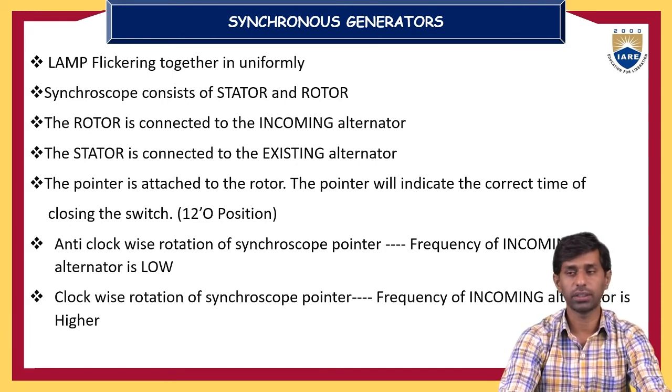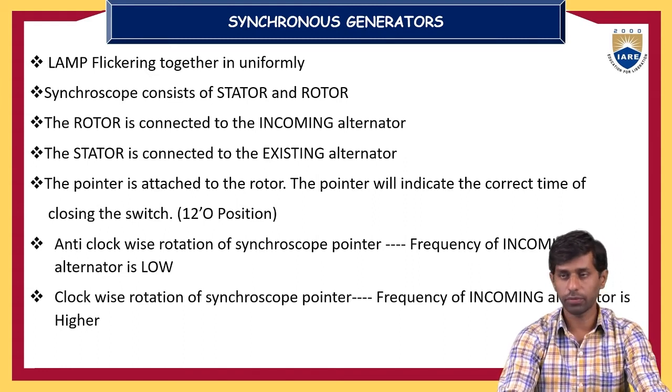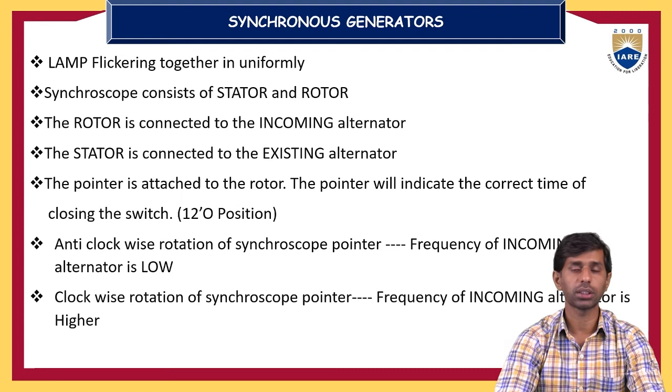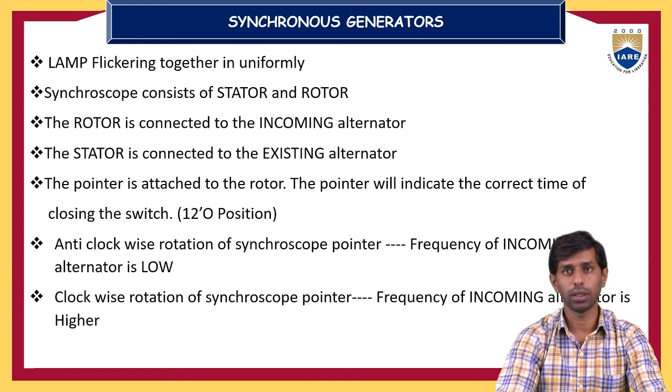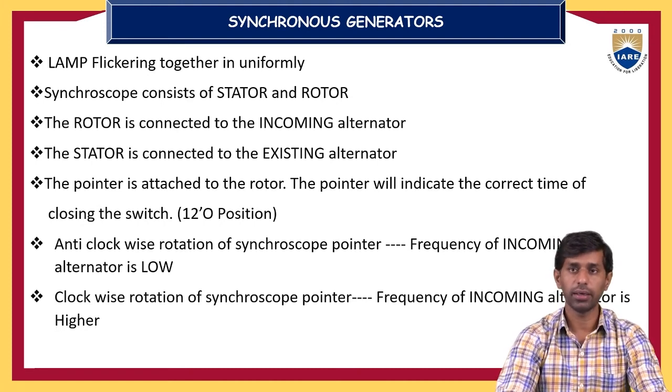So we have to adjust the speed of the incoming alternator and bring the pointer to the 12 o'clock position. When the pointer is at the 12 o'clock position, you can switch on the TPST switch which is connected to the incoming alternator. Then the alternator is connected to the bus bar system. And we already know about the floating condition of the alternator. So once the switch is closed, we have to slightly increase the excitation of alternator 2 to push it into synchronism, and it will start supplying power to the bus bar system.